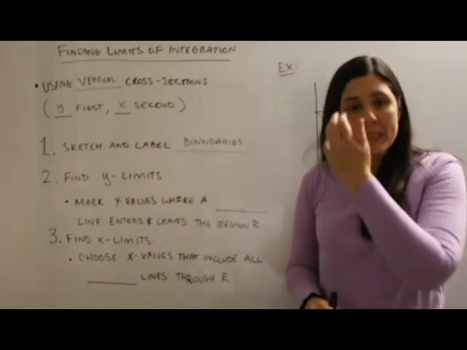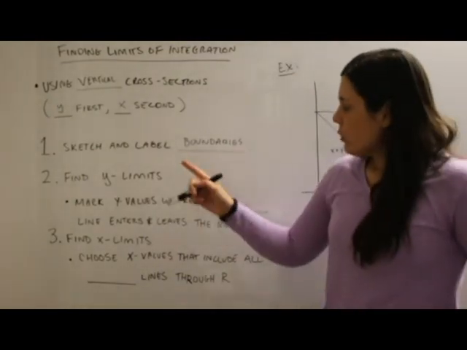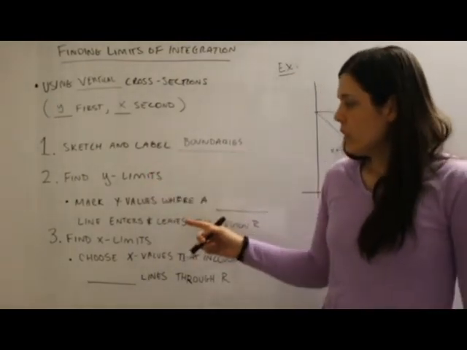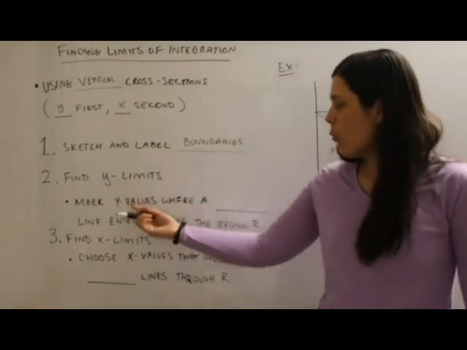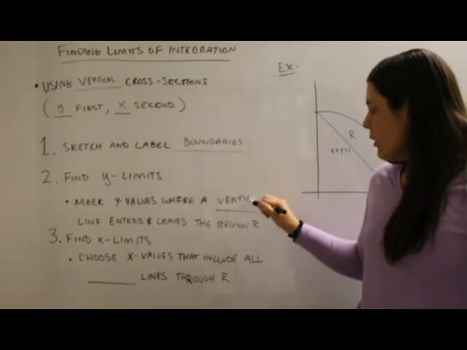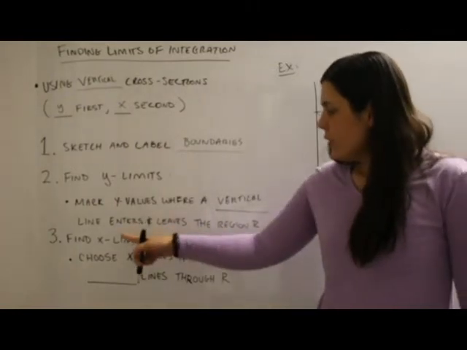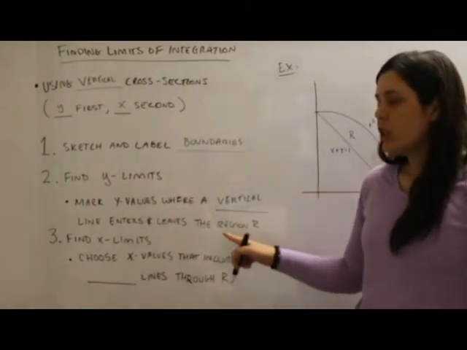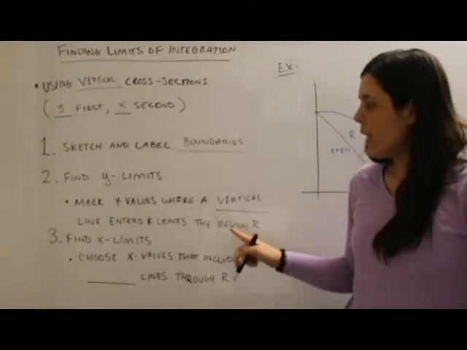Once you have a drawing, it's going to help you figure out the rest. So step 2, find the y limits. And to do this, you're going to mark your y values where a vertical line, so you draw an actual vertical line, enters and then leaves your region R. Okay, that's going to help you find your y limits.